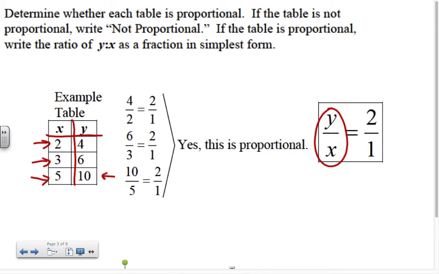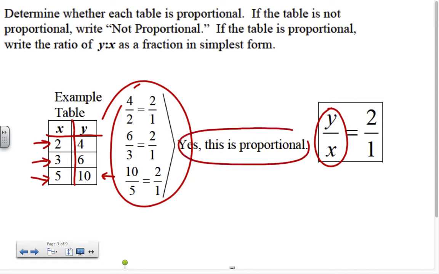And if you notice, what do they all simplify as? 2 over 1. So is this table proportional? Which means, are all of these ratios equivalent? Yes. So this is proportional.